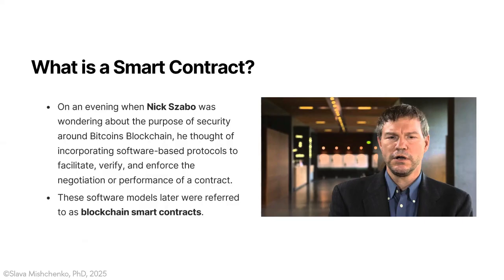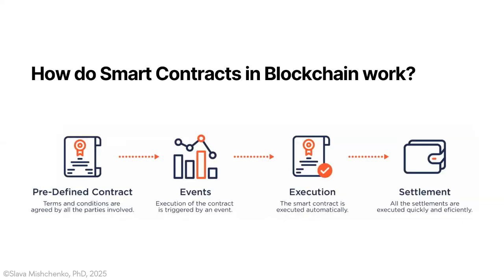They are essentially computer programs that automatically execute when specific conditions are met. The beauty of smart contracts lies in their simplicity and reliability, because once deployed on the blockchain, they operate exactly as programmed. No exceptions, and no human intervention is needed. Next slide. Now let me walk you through how smart contracts actually work in practice.